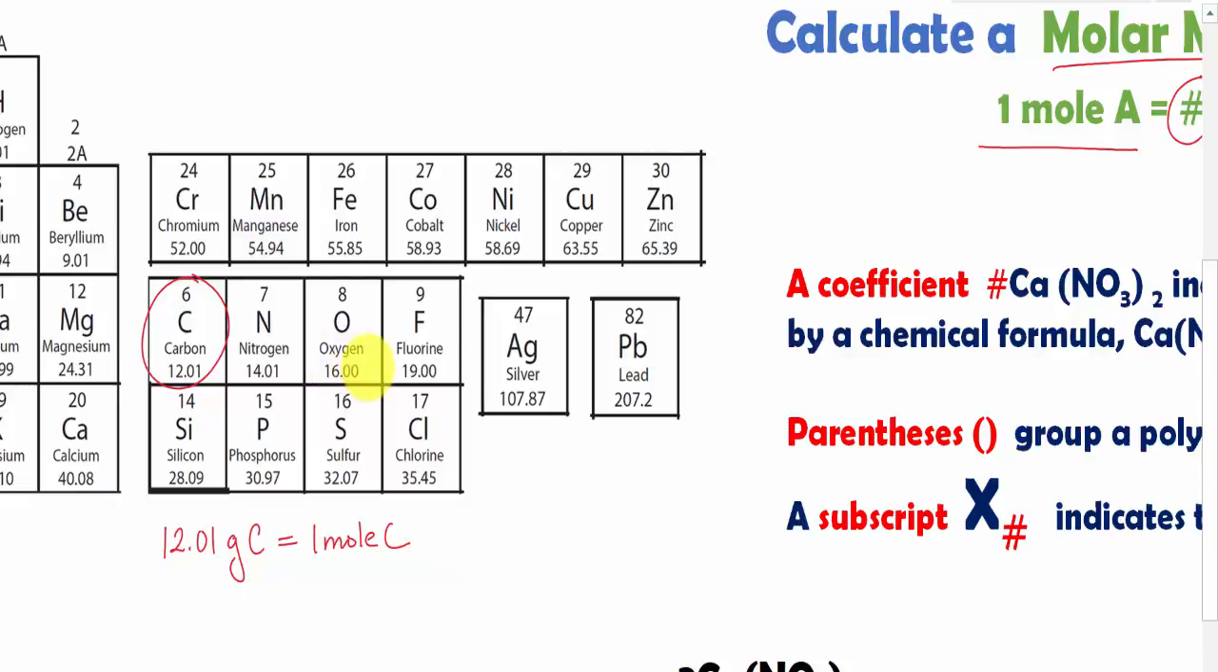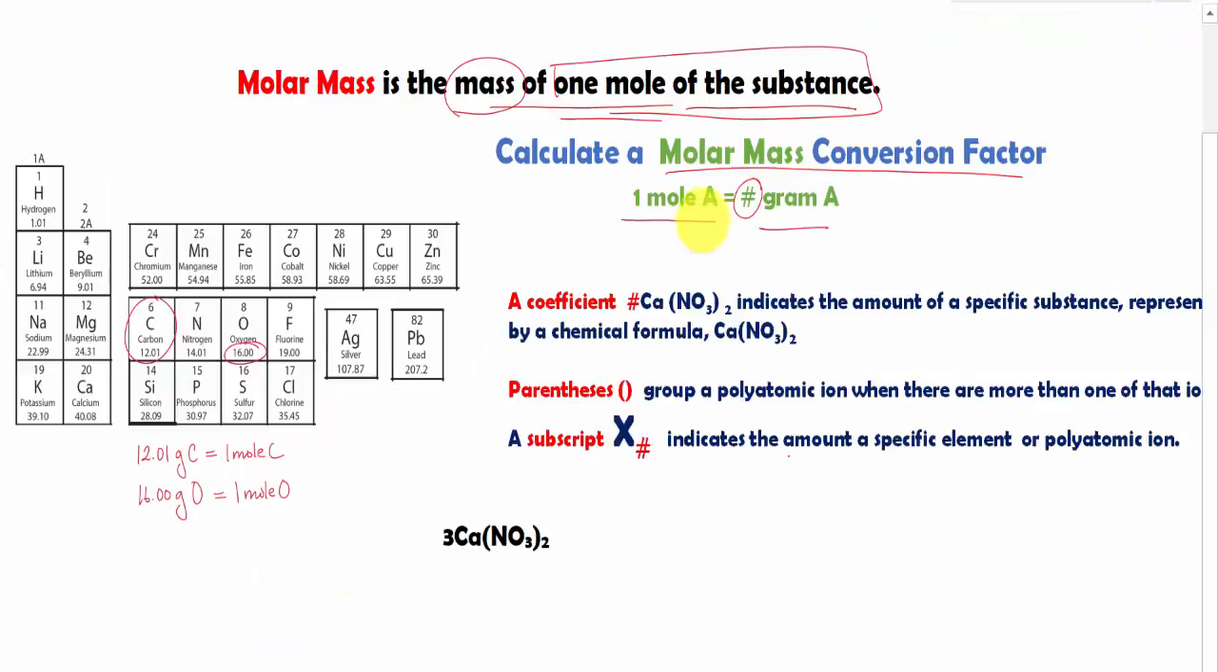Or if I look at oxygen right here, that is the molar mass of oxygen. The substance is oxygen and that is the mass. So we have 16.00 grams of oxygen equal to 1 mole of oxygen. In this case, the molar mass of carbon and oxygen are easy. We can just look at the periodic table to determine their molar mass.